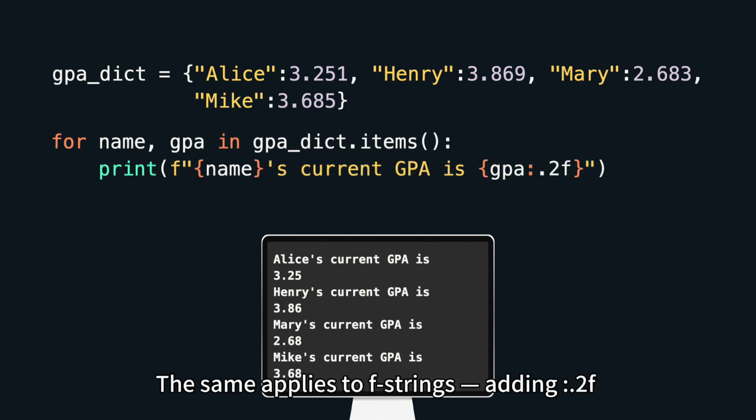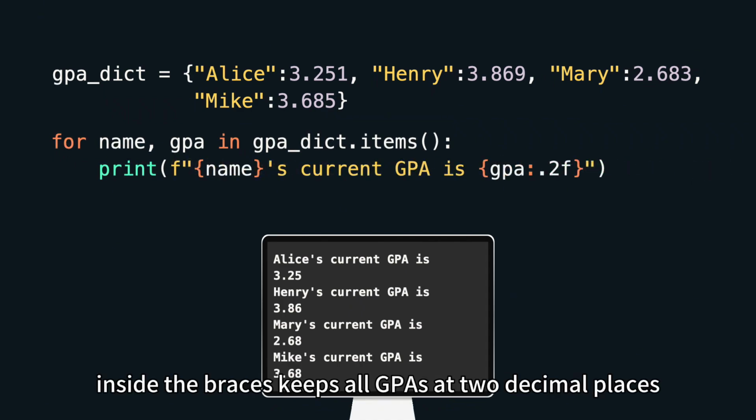The same applies to f-strings. Adding .2f inside the braces keeps all GPAs at 2 decimal places.